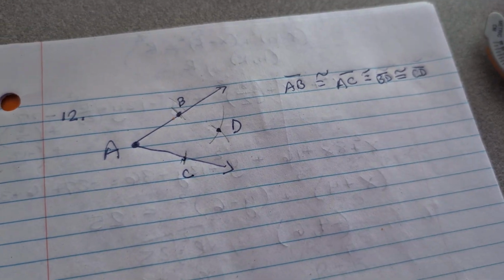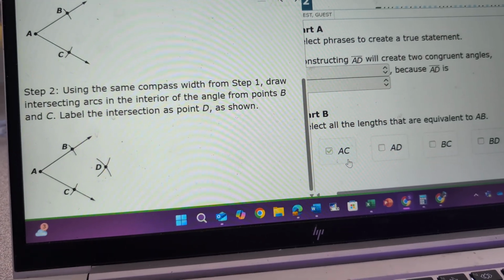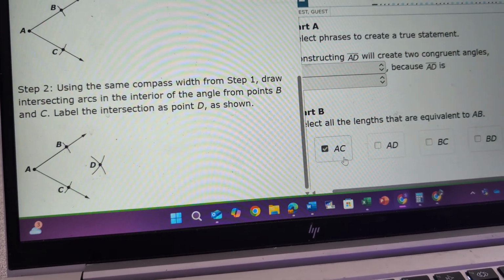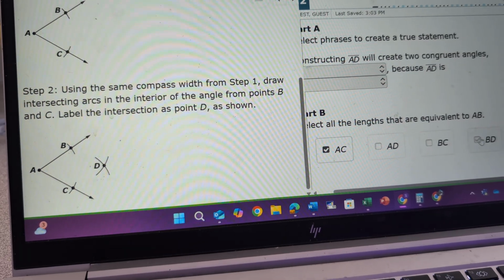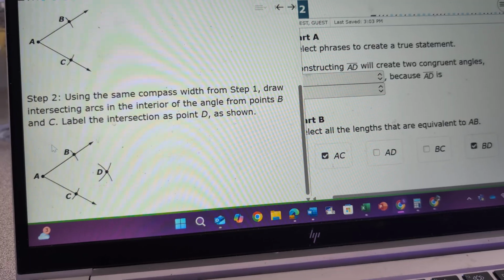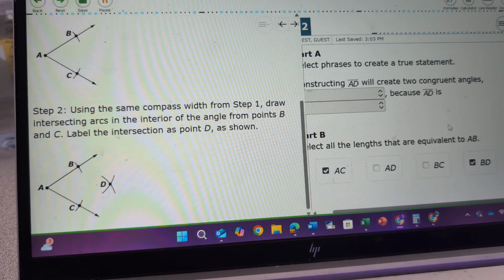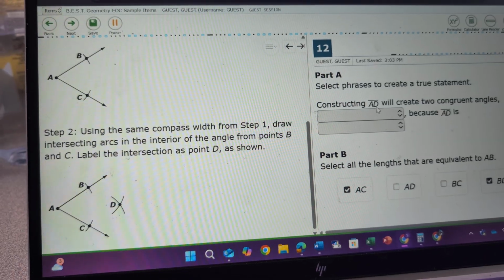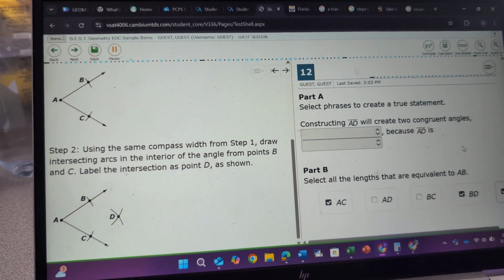So we want to find AC, BD, CD. Okay, so AC was one of them. AB, they had already said, BD, and CD. Okay, those are all going to be congruent. We made them without changing the length on our compass. And constructing AD will create two congruent angles. So let's construct AD.